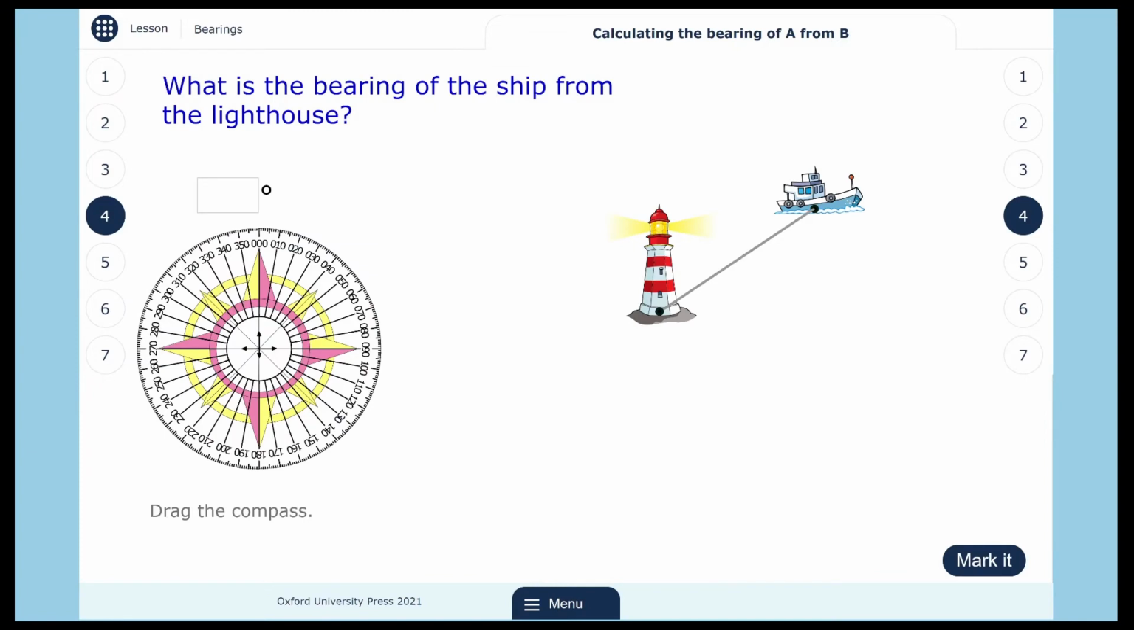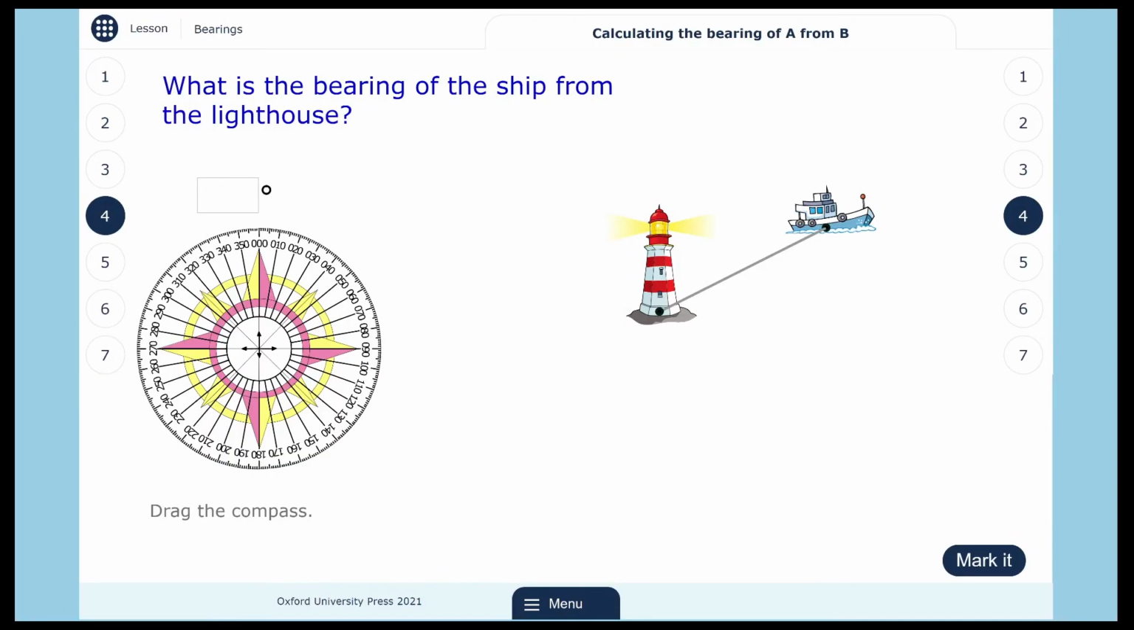Your final task is measuring bearings. It's very similar to what you've done in the previous task in terms of measuring angles. However, you need to remember to place your protractor on the place that you're going from, and the fact that a bearing is simply an angle measured from your north point clockwise, and it always has 3 figures.